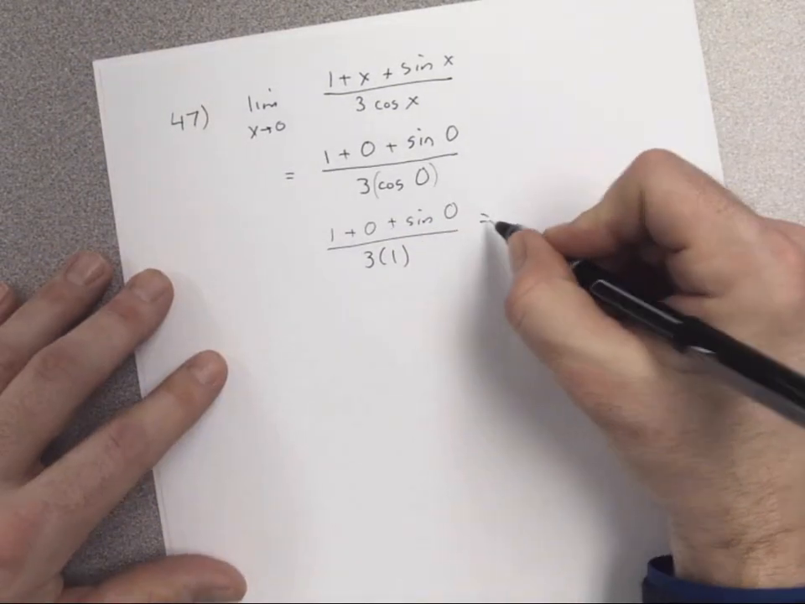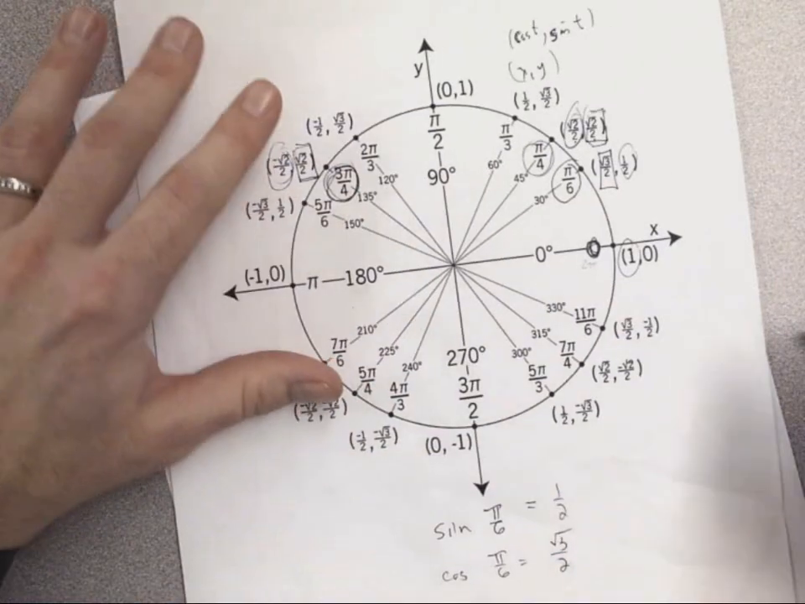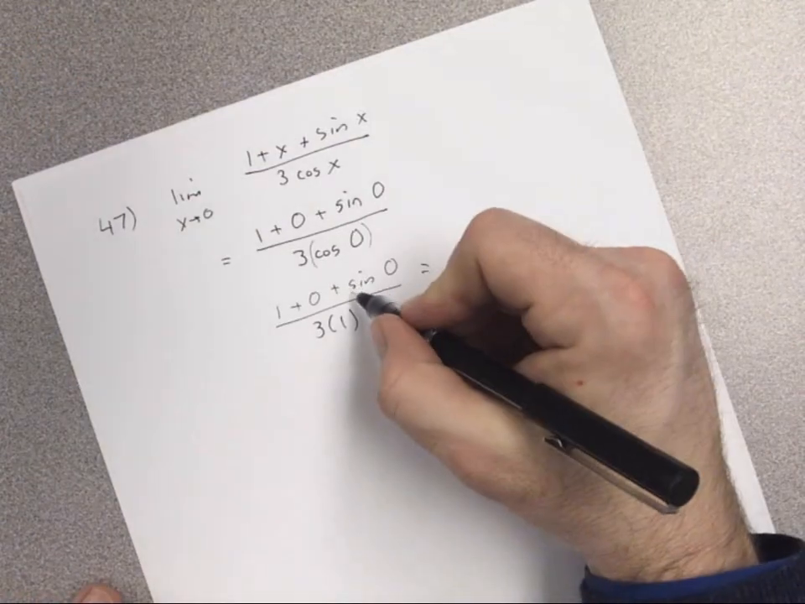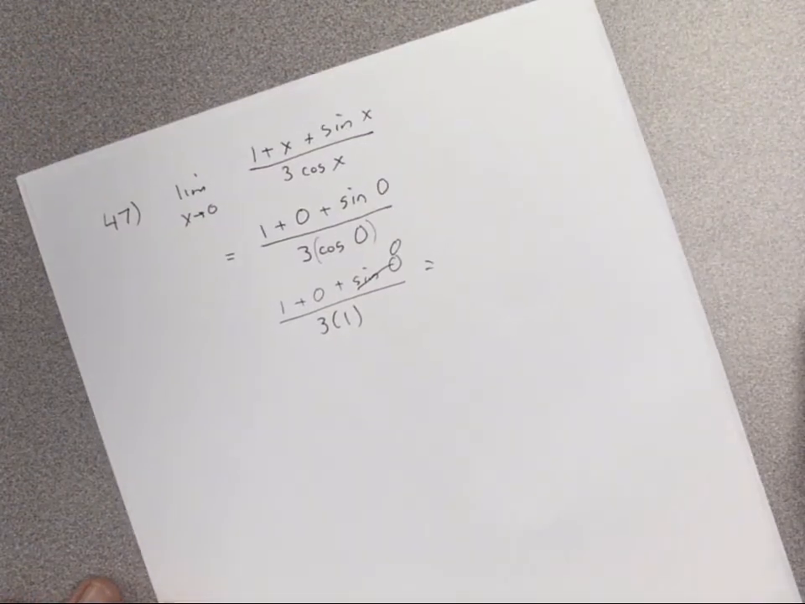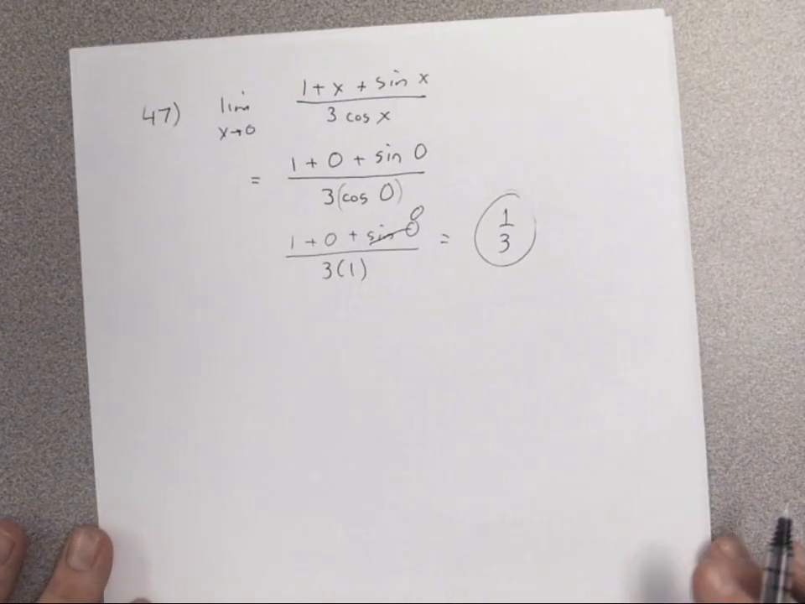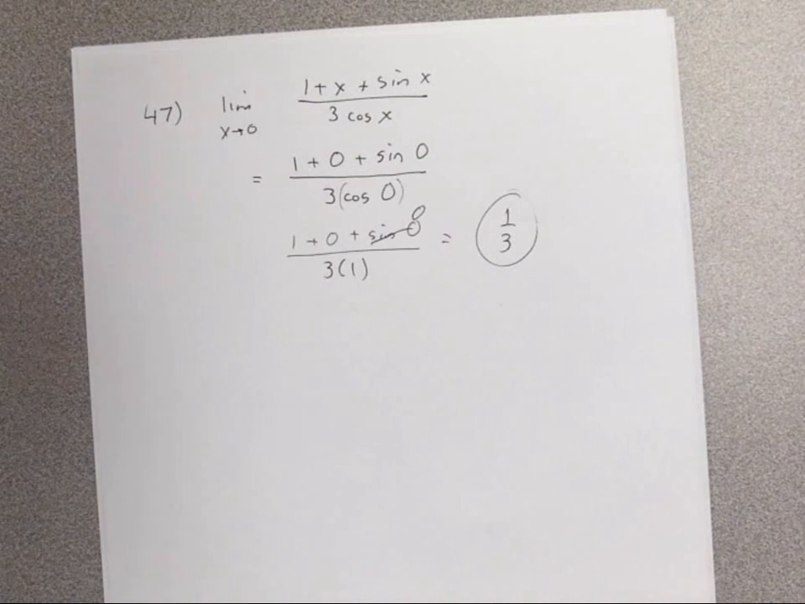So let's find the rest of it. What's the sine of 0? Let's go back to 0. Sine is the y coordinate, so this is 0. So that's 0 as well, right? So what we're going to get is 1 over 3. Is that clear? So since the function is defined at 0, you can just plug it in.